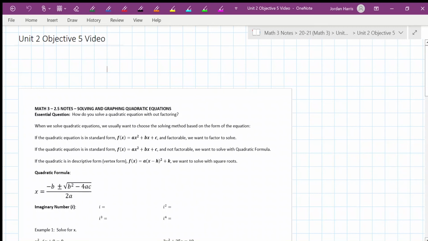This is 2.5, solving and graphing quadratic equations. So your essential question is, how do we solve a quadratic equation without factoring? Factoring is our biggest thing that we talk about. We've already talked about one of the ways, which was solving with square roots. Today we're going to talk about the other way, which is solving with the quadratic formula.